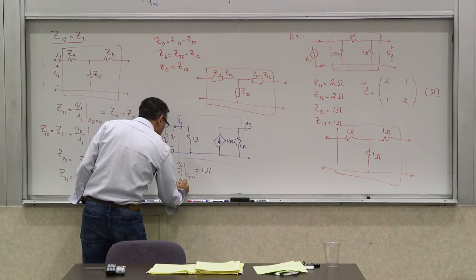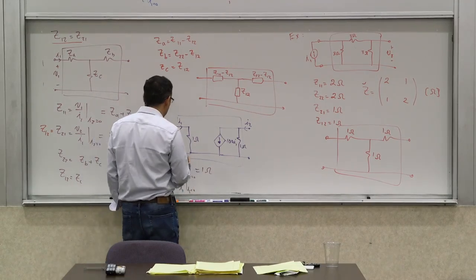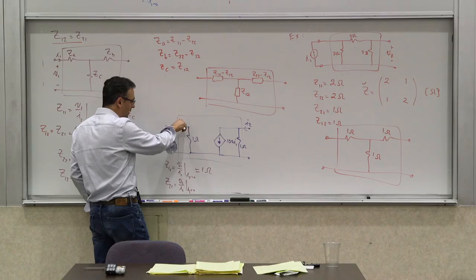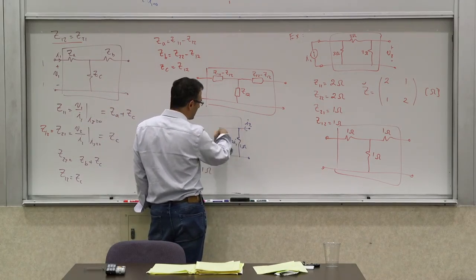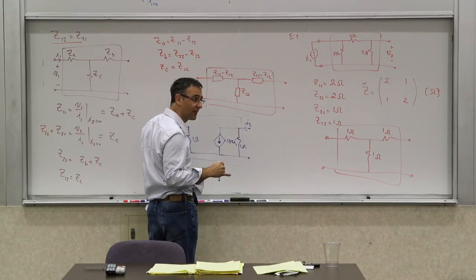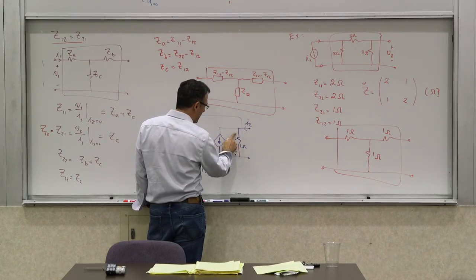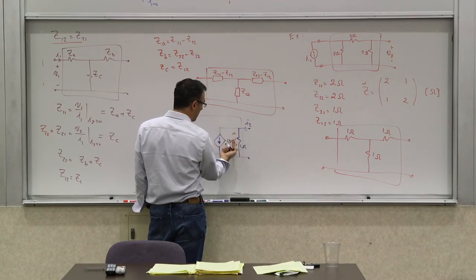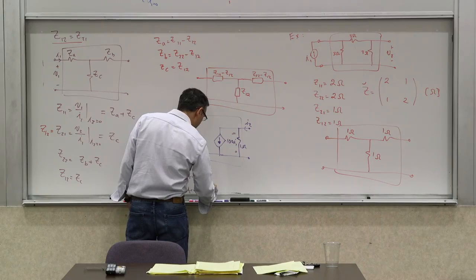How about Z21? It's the voltage that you produce on the other side when you apply this I1, still keeping the other side open. In this case, I'm applying an I1, so this source is 100 times I1, and that current is going through this resistor. What is the voltage produced here? If you are careful, you will see that the current is flowing this way, so it will have the opposite polarity. So this is negative 100 times I1. Divided by I1, that gives negative 100.